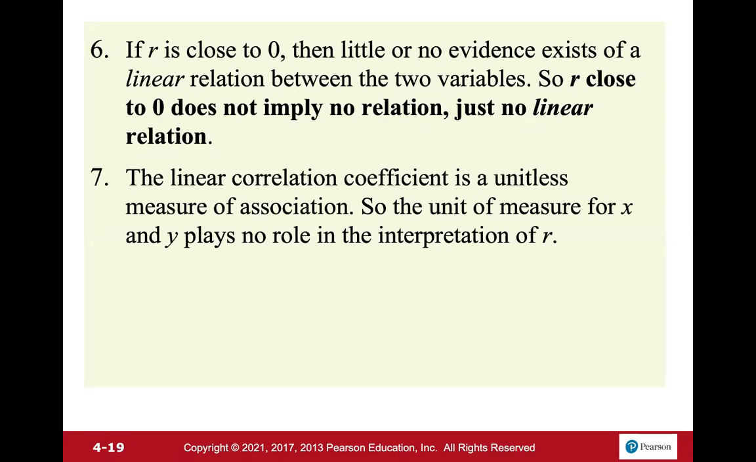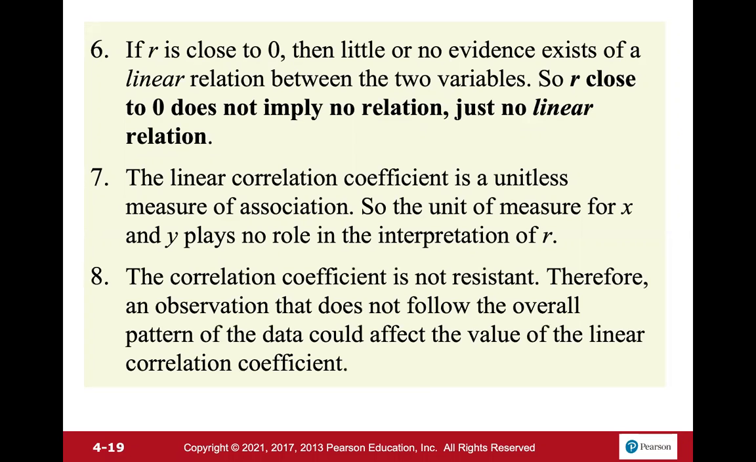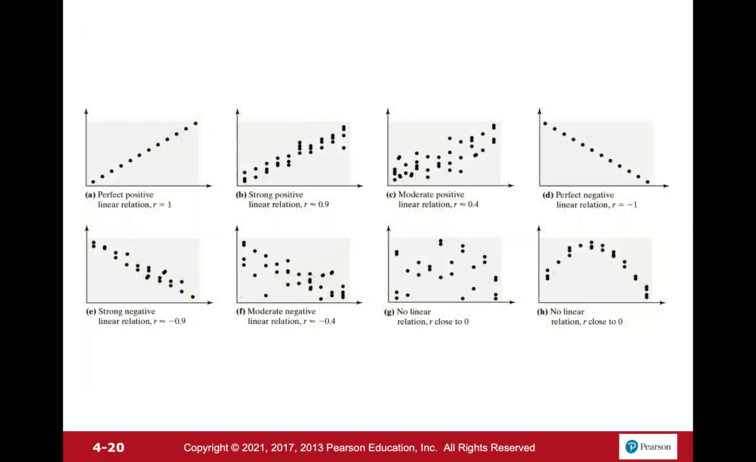The linear correlation coefficient is a unitless measure of association. So the unit of measure for X and Y plays no role in the interpretation of R. The correlation coefficient is not resistant. Therefore, an observation that does not follow the overall pattern of the data could affect the value of the linear correlation coefficient.